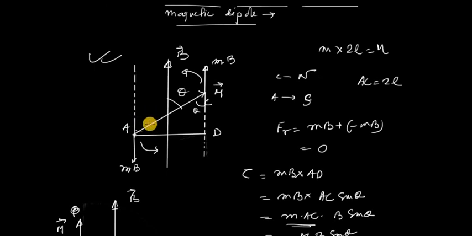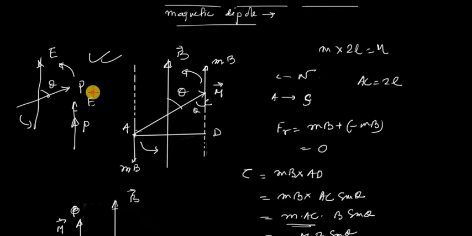A similar thing happens in the case of an electric dipole. When an electric dipole is placed in an external electric field, a torque also acts on the dipole, and as a result the electric dipole aligns parallel to the electric field. So this is the electric dipole, and this is angle theta. Due to the torque, anti-clockwise rotation happens, and ultimately the dipole places itself parallel to the electric field. Then theta becomes 0, so the torque is 0. No more torque acts on the dipole, and the dipole comes to rest.